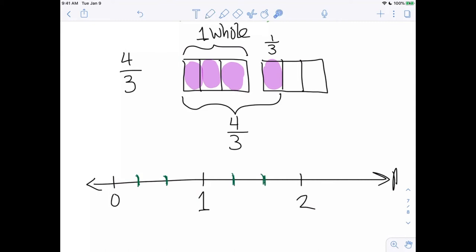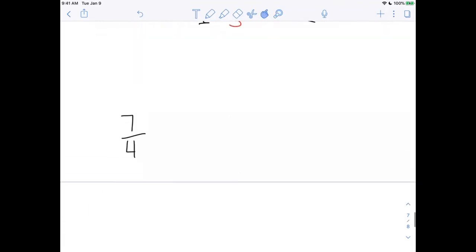There. And so now 4/3 means I have 4 parts. I have 4 pieces. So I'm going to use red. I'm going to say there's 1, there's 2, there's 3, and lastly, there is 4. So right here is 4 thirds. And again, you can see that 4/3 is one whole plus one extra third. All right, so now let's just practice one last time.